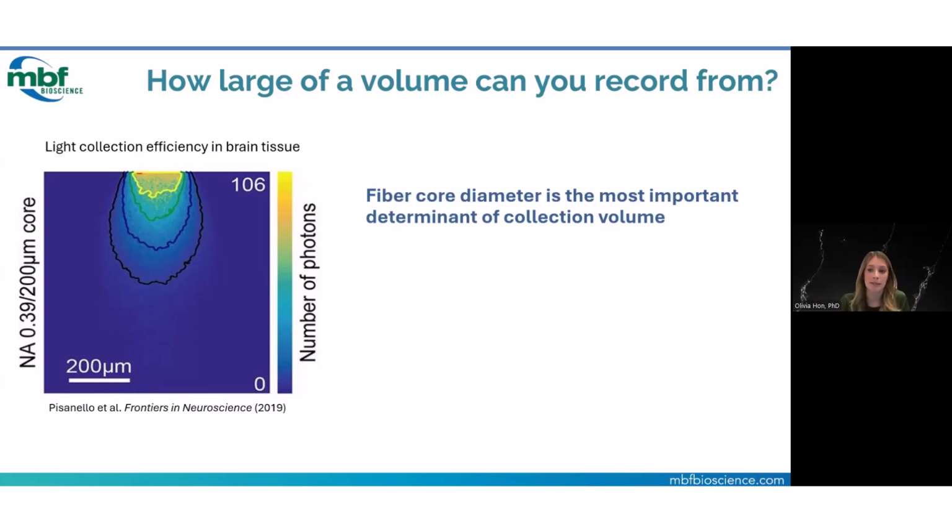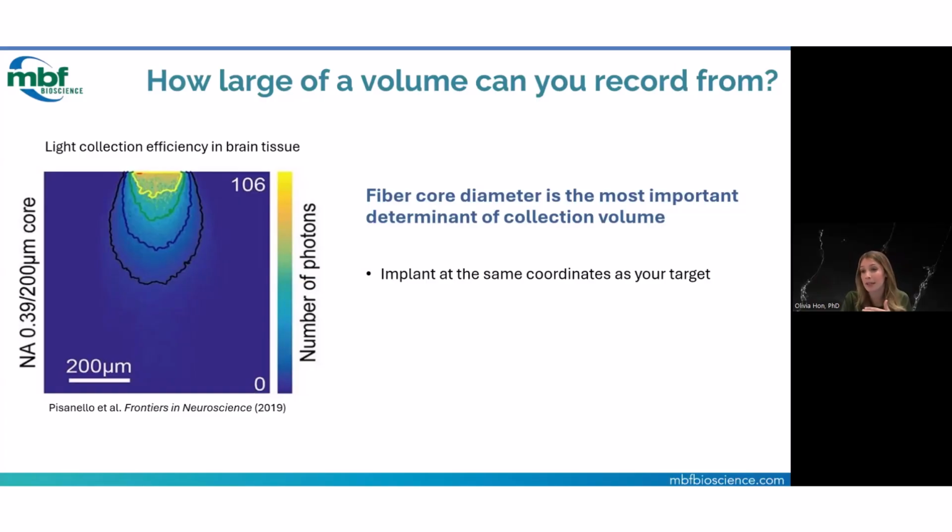In this paper, they did all kinds of different comparisons with different fiber diameter sizes and different numerical apertures. Their conclusion was that your fiber core diameter is the most important determinant of the volume of tissue that you're collecting signal from. The numerical aperture makes somewhat of a difference, but it's subtle. What we can learn from this is that you want to implant at the same coordinates that you're recording from. One common mistake I see is that people inject their virus and then implant their fiber like 200 microns above, which I know people do often with optogenetics. But with photometry, you don't want to do that because you're going to miss your signal. The brightest signal is going to come right at the end of your fiber.